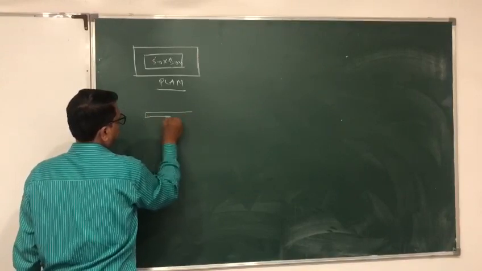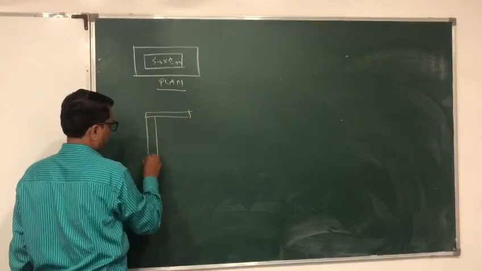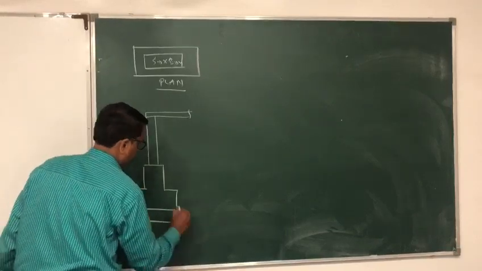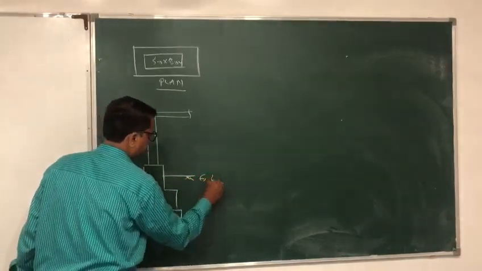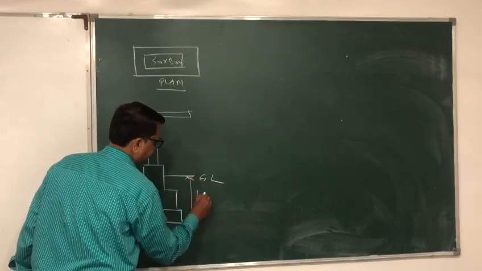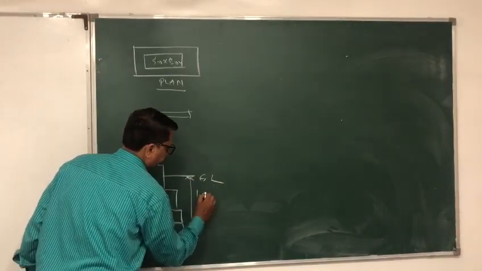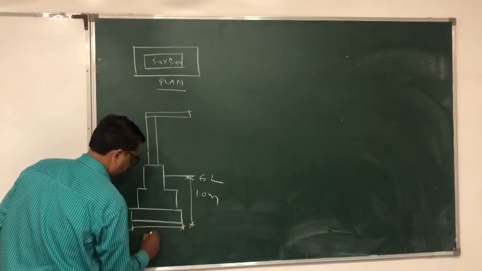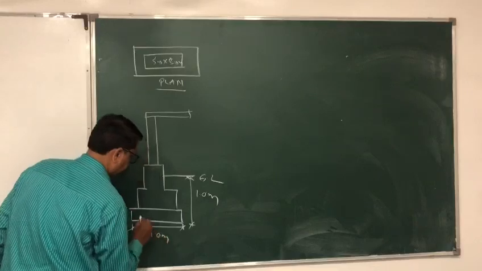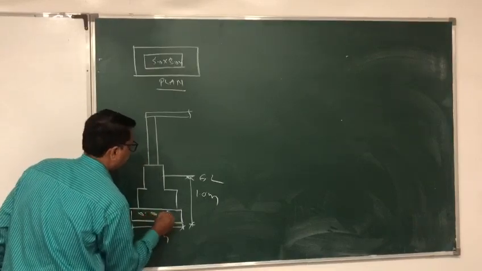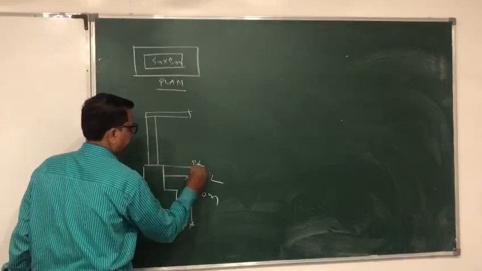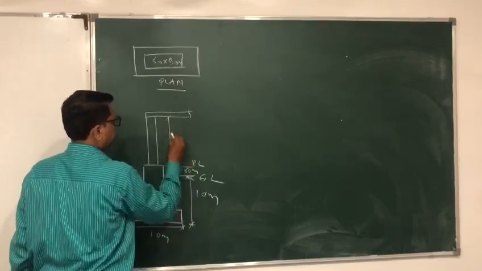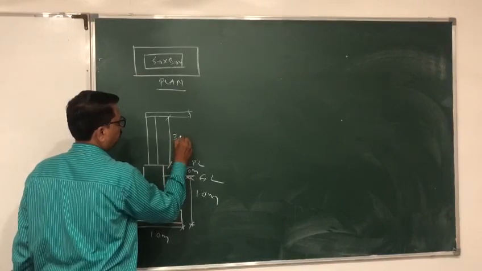Second is the section of this building. This is the ground level and the depth of excavation is 1 meter. The width of the foundation is also 1 meter. This is PCC. This is the plinth level. This is 0.6 meter and this is the height of the bottom of slab, 3.2 meter.